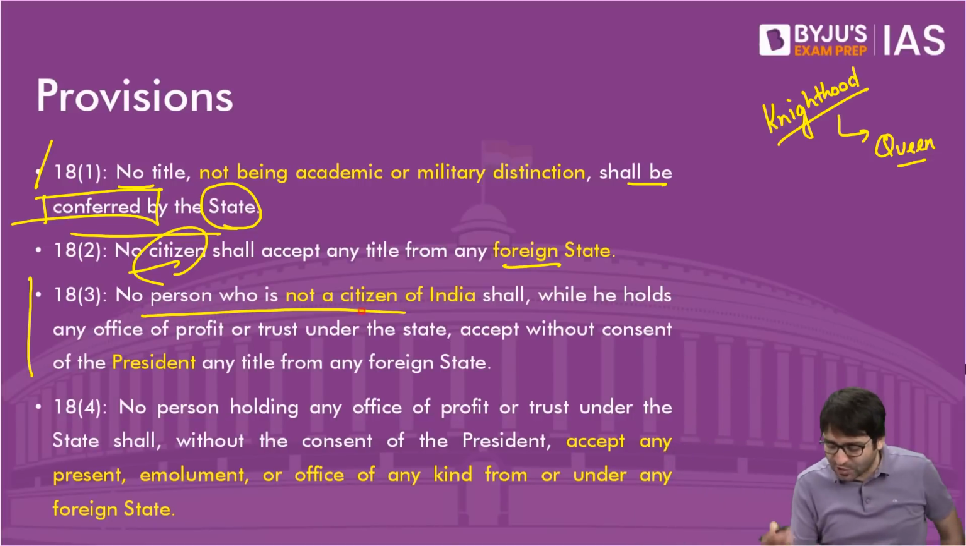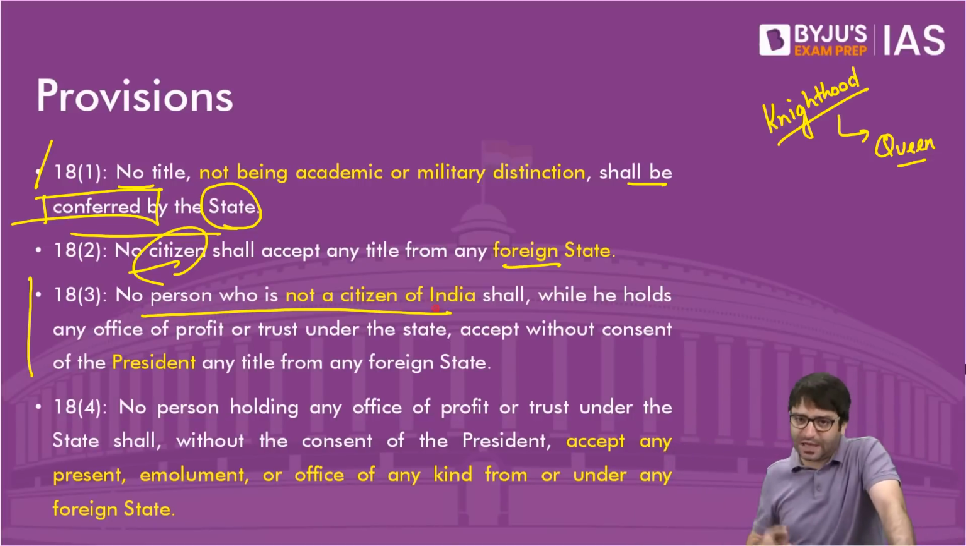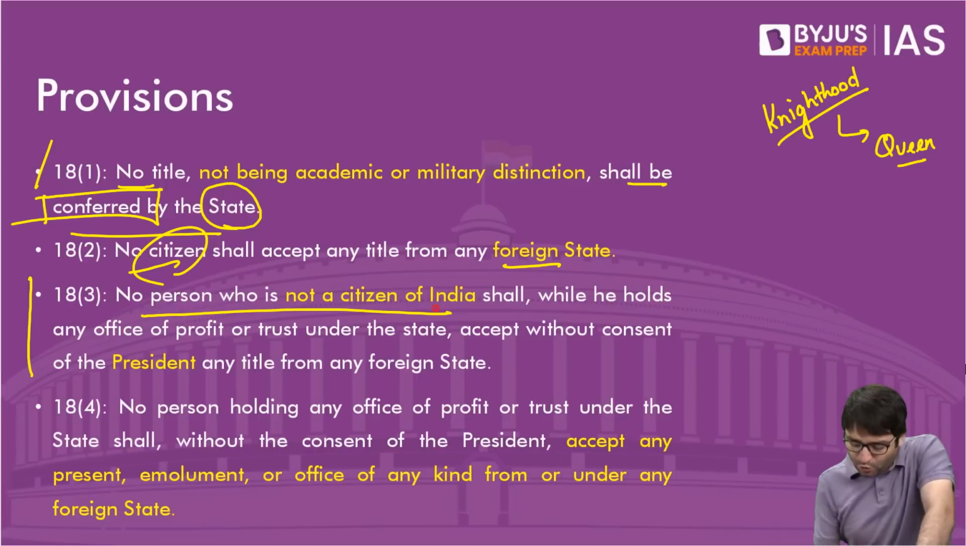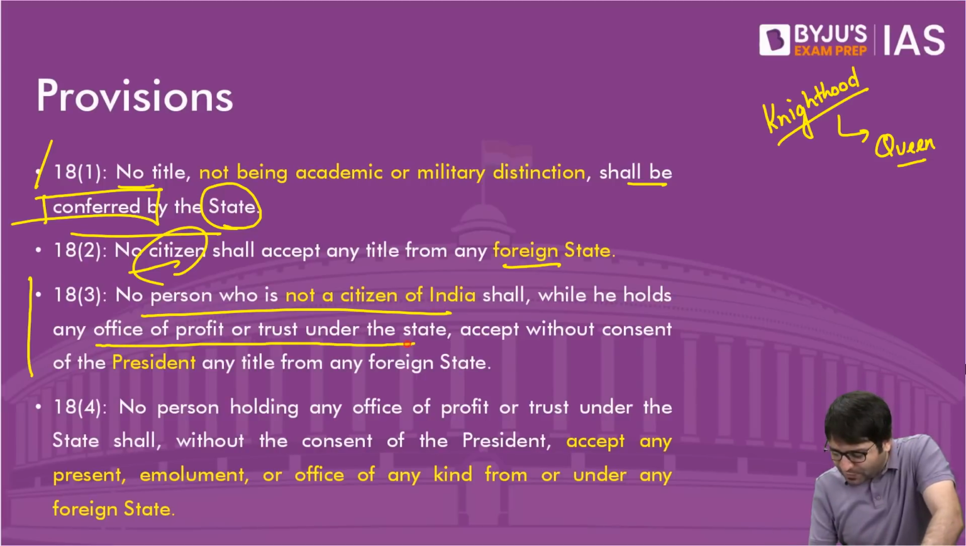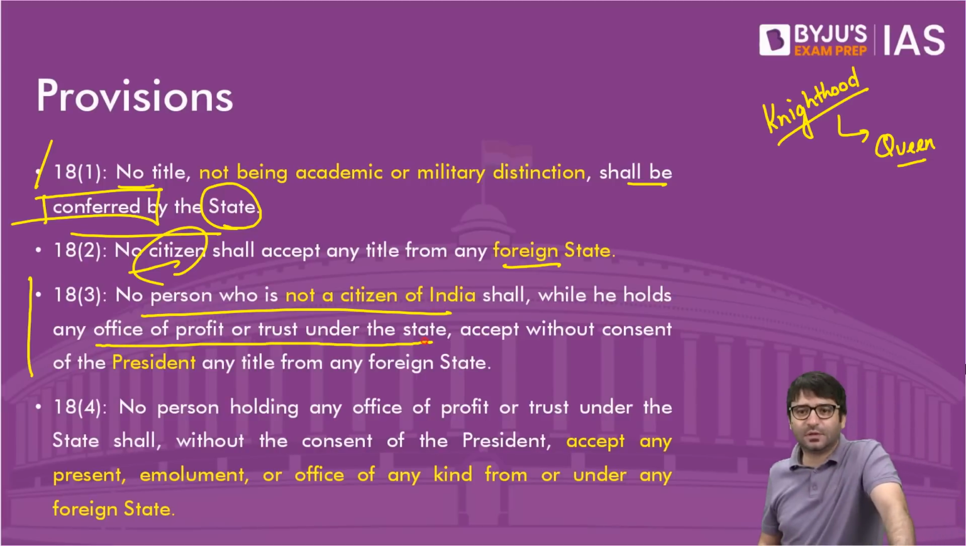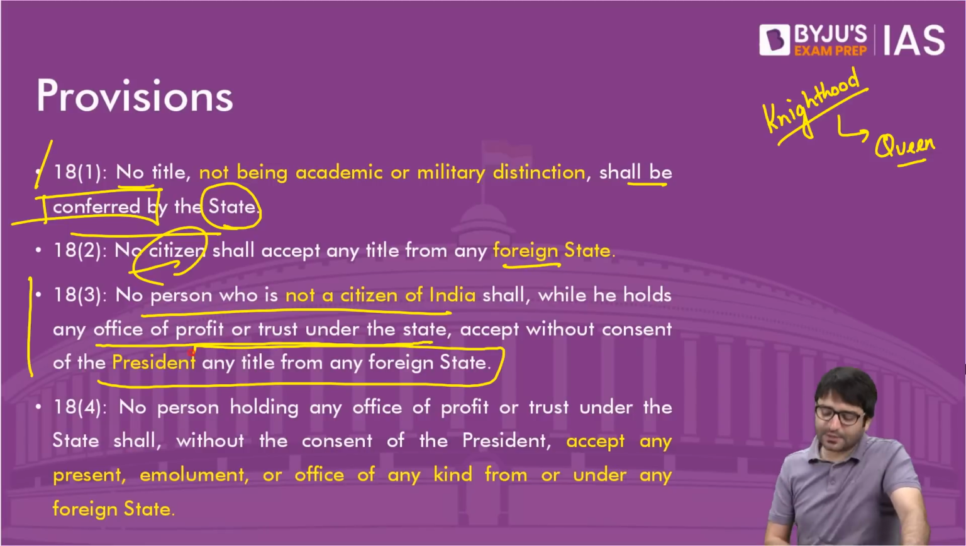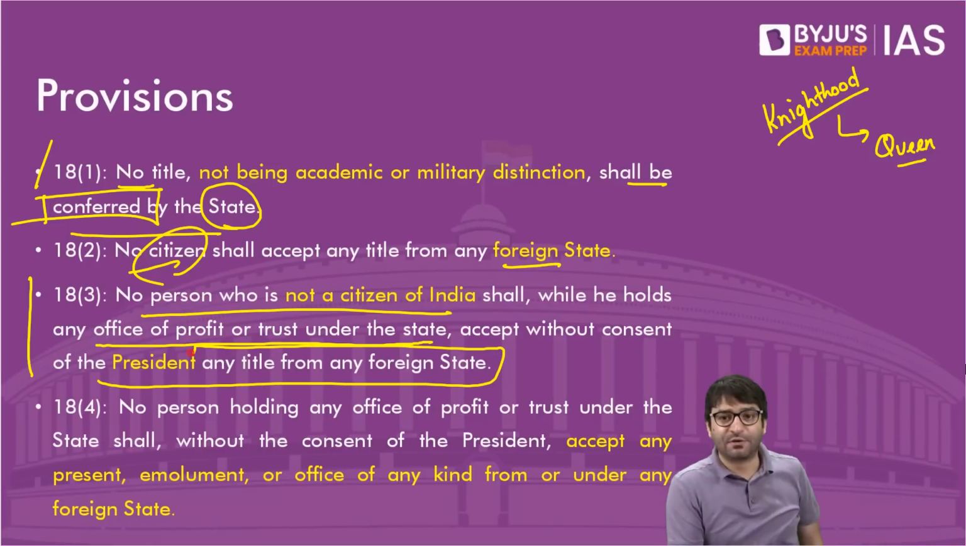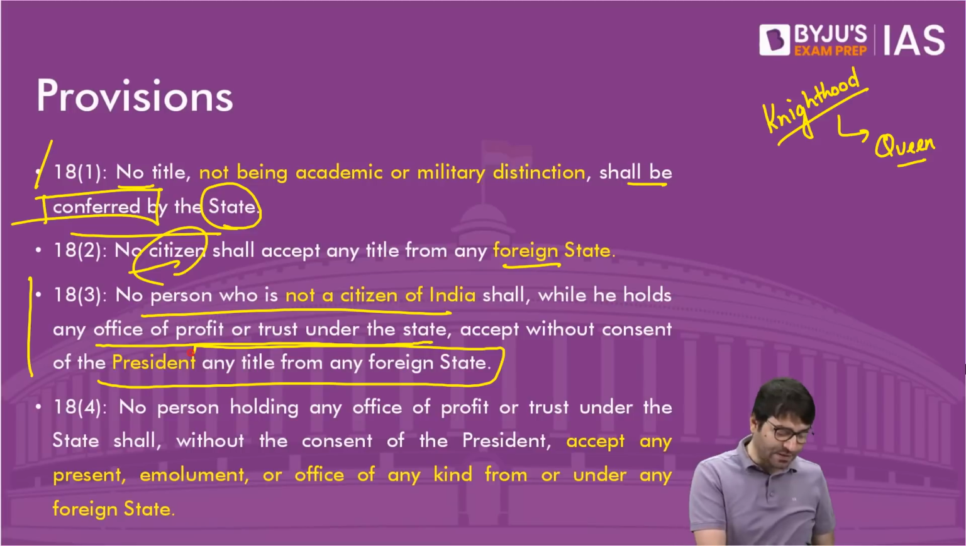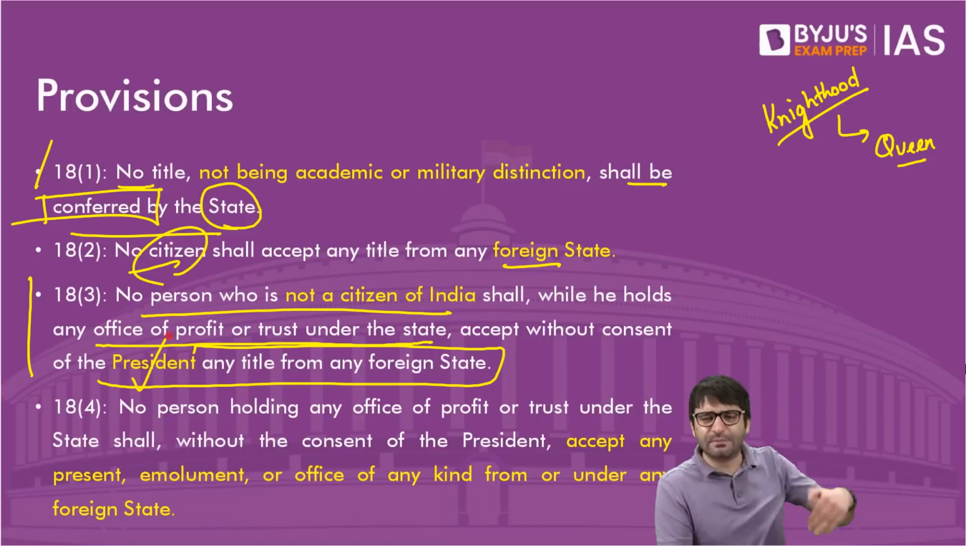No person who is not a citizen of India, that means a foreigner, who holds any office of profit or trust under the state, who is now holding one position, advising the government on important matters, can this individual accept a title from any foreign state? Yes, but first you have to take the consent of the President of India, which basically means you have to take the consent of the central government.